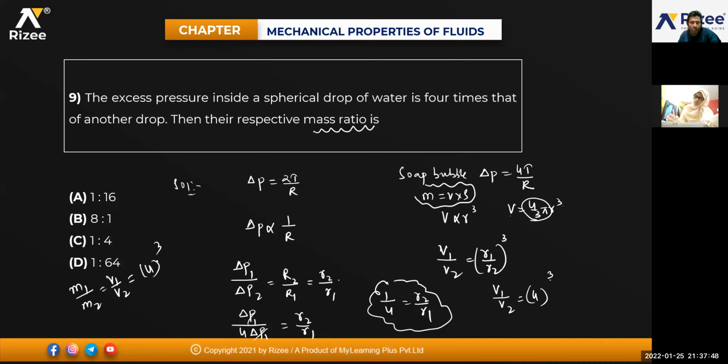4 cube. 4 4s are 16. 16 4s are 64. That means M1 by M2 is equal to how much? V1 by V2. I have written correctly only, no? Delta P1 by delta P2 is R2 by R1. Correct only I have written. V1 by V2 will be equal to R1 by R2.